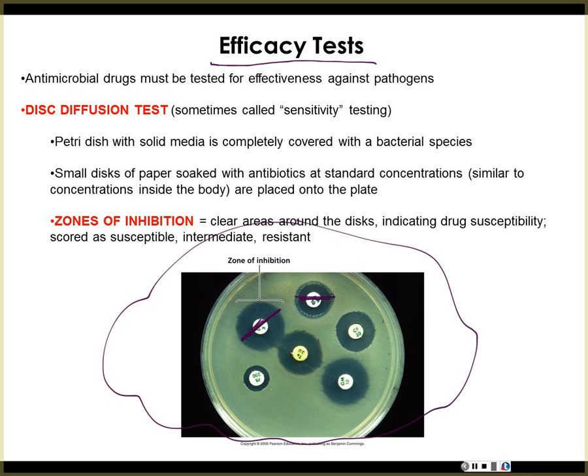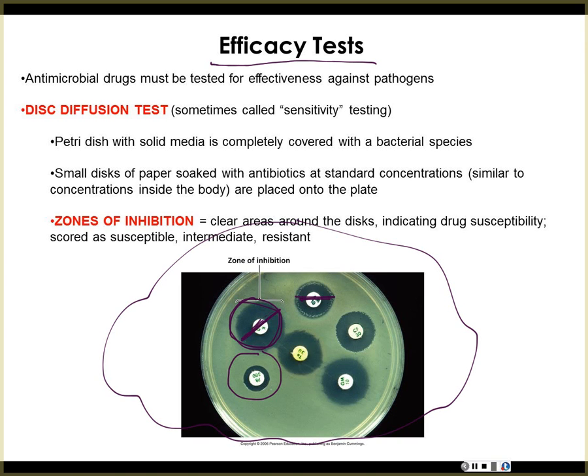Like this one, you've got a little teeny tiny clear zone around the disc. That means, yeah, that drug will kill the bacteria or inhibit them from growing, but only at a really high concentration. So can you achieve that concentration safely in a patient? Probably not if you have that little tiny zone. If you have a broader zone, the drug is diffusing and getting lower and lower in concentration as you get further and further away from the disc. So if you have a big zone, that's usually an indication that this drug still works at a low concentration. That's probably going to be a good one to use in a patient.